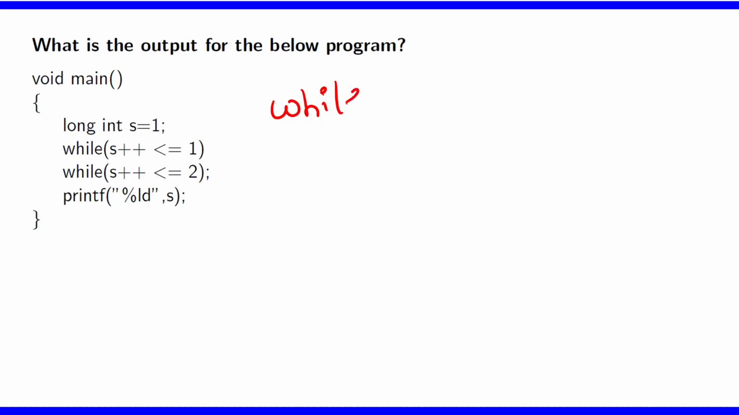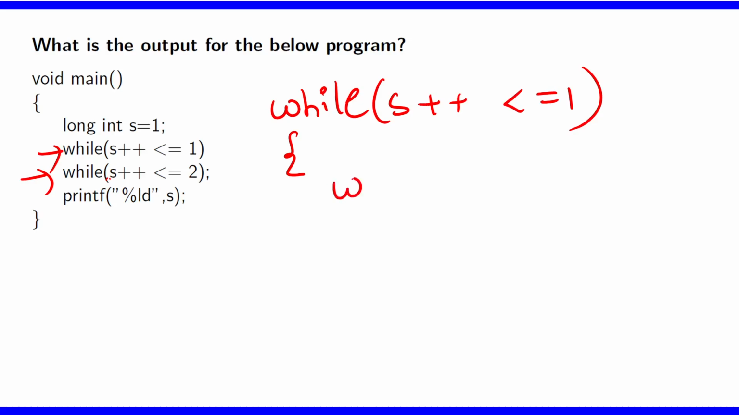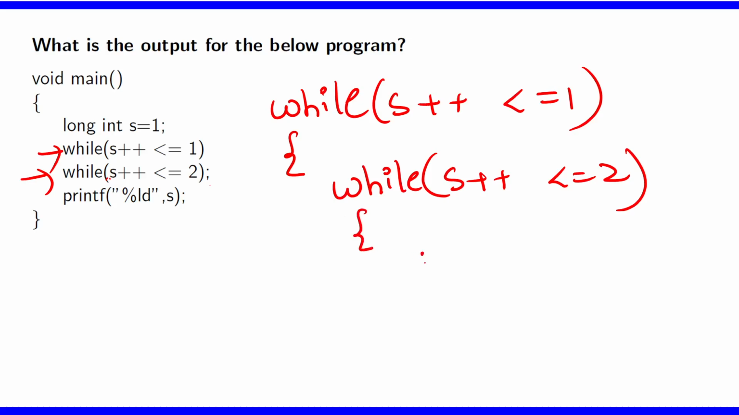The actual program is while s plus plus less than or equal to 1, open bracket. This while comes inside that upper while. Why? This is a looping statement. I did not use any open and close bracket. So, this is the looping statement body. So, inside this while there is another while, s plus plus less than or equal to 2. Then there is a semicolon. So, it means inside the body there is nothing to be done. So, this is the actual question, while s plus plus less than or equal to 1, while s plus plus less than or equal to 2.